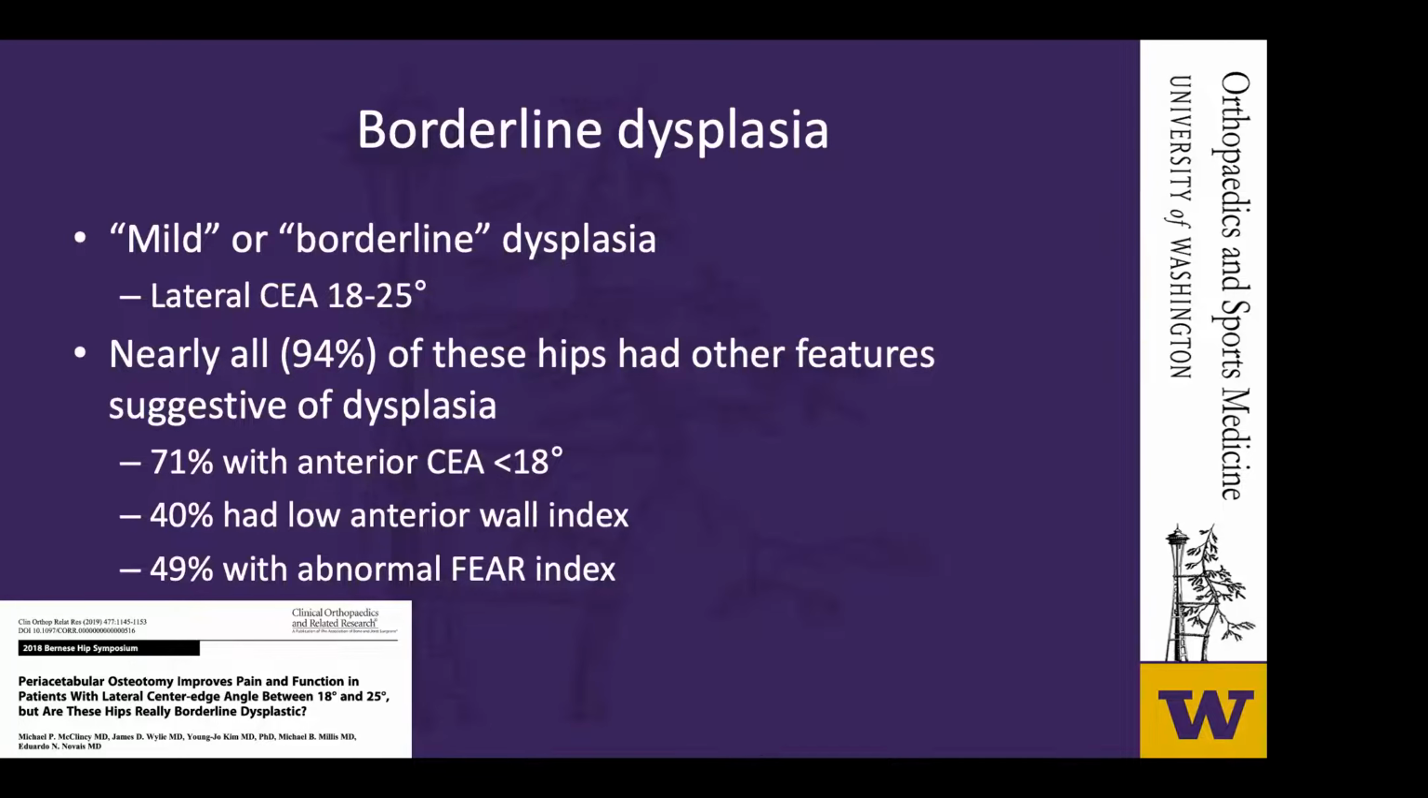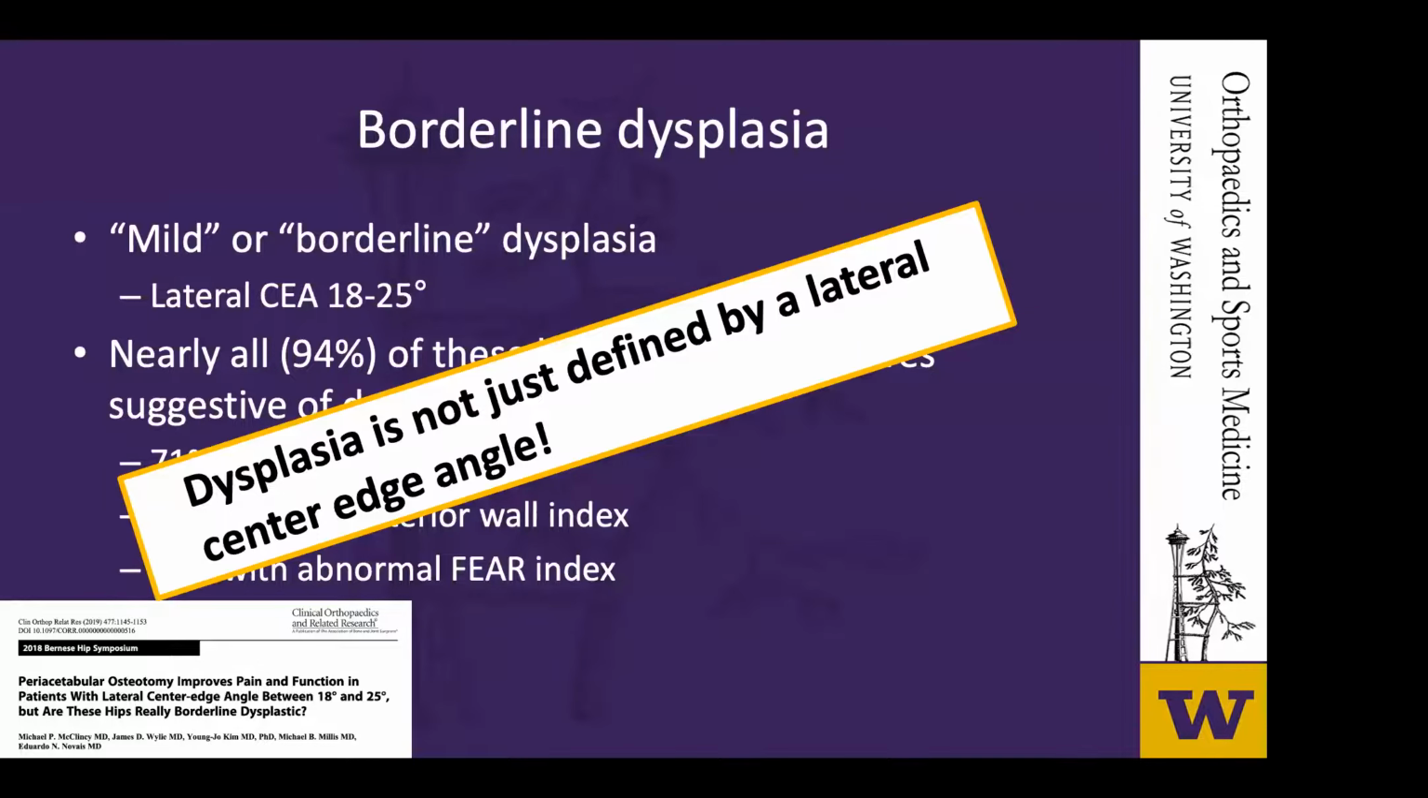That being said, when diving deeper into their imaging, many of these hips that we would categorize as mild or perhaps only borderline dysplastic have other findings that suggest a more significant problem may be occurring. Nearly all borderline dysplastic hips had other radiographic features to suggest dysplasia, underscoring the reality that small differences we see on imaging still have the potential to lead to substantial degenerative changes in the hip. Take-home message: many parameters go into defining hip dysplasia, and certainly a lateral center edge angle is only one of them.